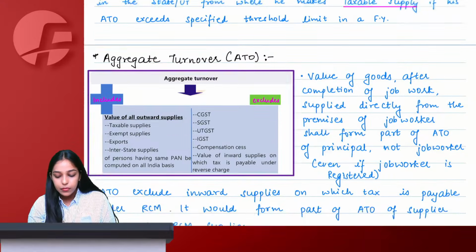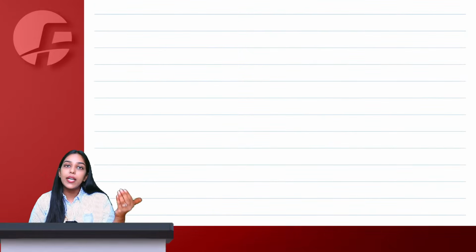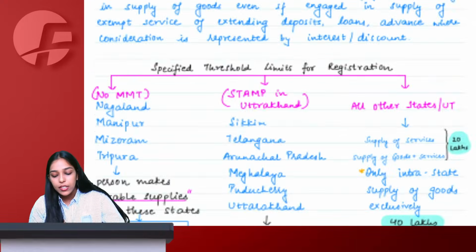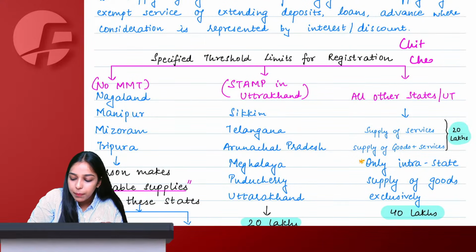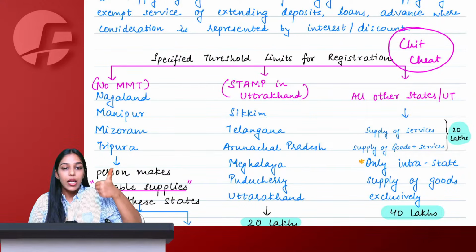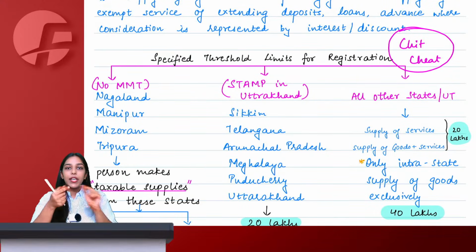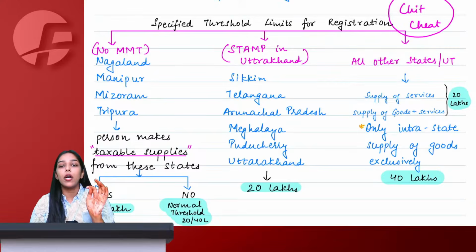Right, ma'am? Now here we are simply saying that if your aggregate turnover exceeds the threshold limit, then you have to take compulsory registration, but in all the states from where you are making taxable supplies. First of all, we'll remember a chart. This chart is a chit page, or a cheat page as we call it. If you are able to remember this chart, very good. If you are not able to remember it, on examination day you will tear this page, make a chit, keep it in your pocket and then go for the examination, because this is extremely important for the exam.